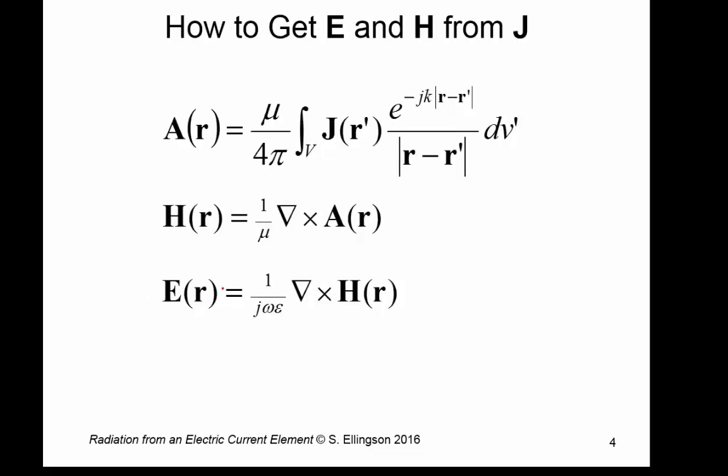I'll remind you the general technique for getting the electric and magnetic fields from a current distribution. And it goes like this. First, you integrate over the currents to get the magnetic vector potential, A. Then you use the defining relationship for A to get H. That is, the curl of A divided by mu gives you H. And then you can use Maxwell's equations to get E from H.